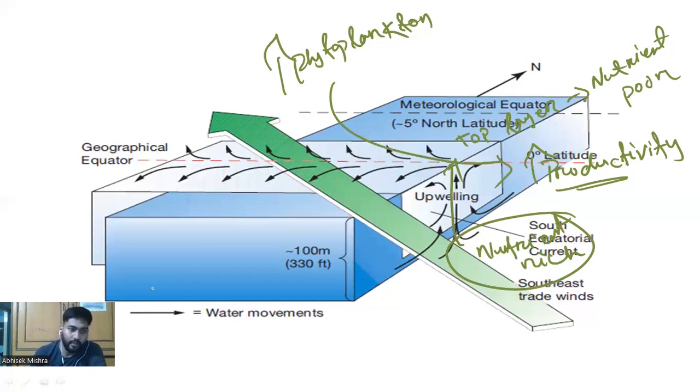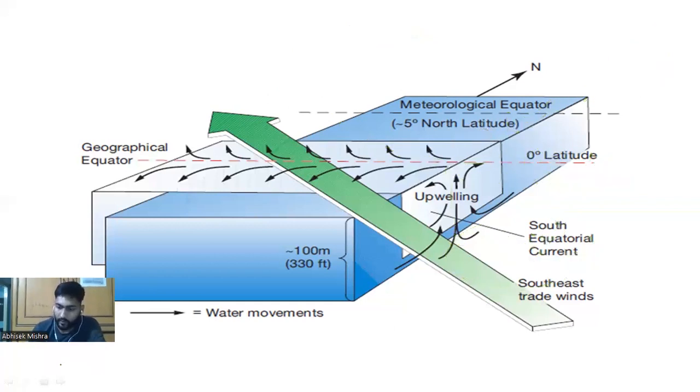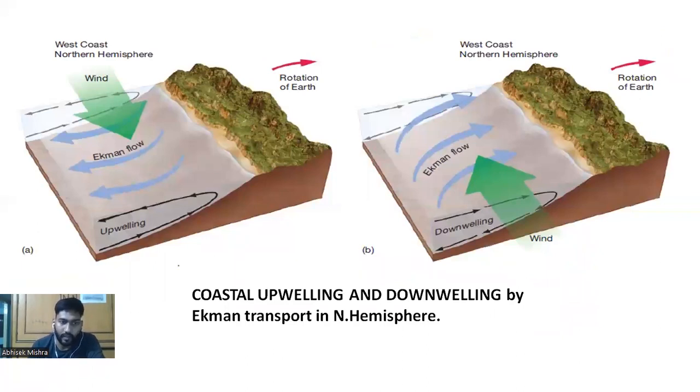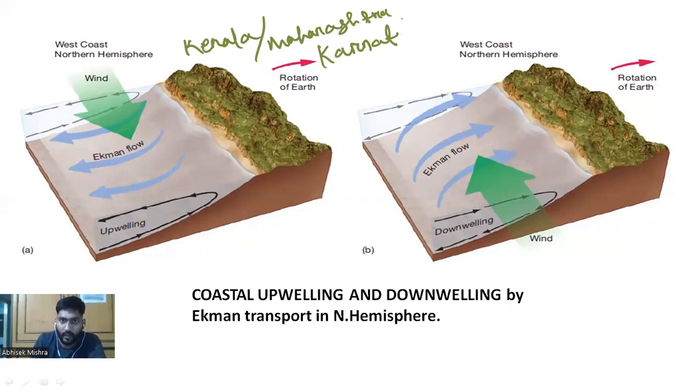Okay. Then let's see what will happen in the coastal region because of Ekman transport. In the coastal region also, we can notice upwelling and downwelling. Upwelling means bottom water will come up, and downwelling means upper water will go down, or the top layer will go down. So how is it happening? Let's say this is one example of a northern hemisphere west coast. Suppose it is the Kerala coast or Maharashtra coast or Karnataka coast, the western coast of India. Okay, let's say this is the example of the western coast of India.